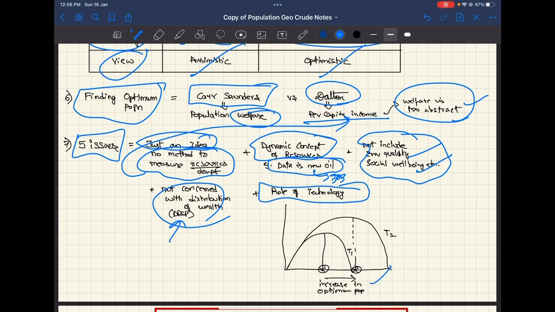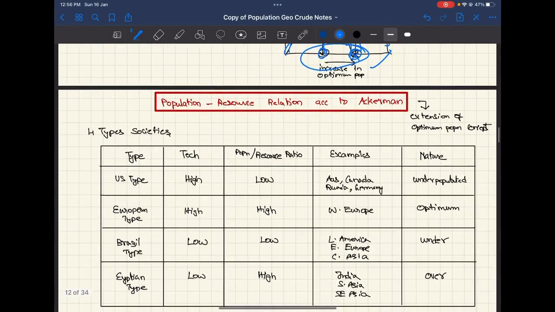So this is a graph. This is the initial technology. This is the optimum population. When better technology comes, a larger population will be the optimum. So the tech changes every day, and we can't change the population every day. So that is a limitation.